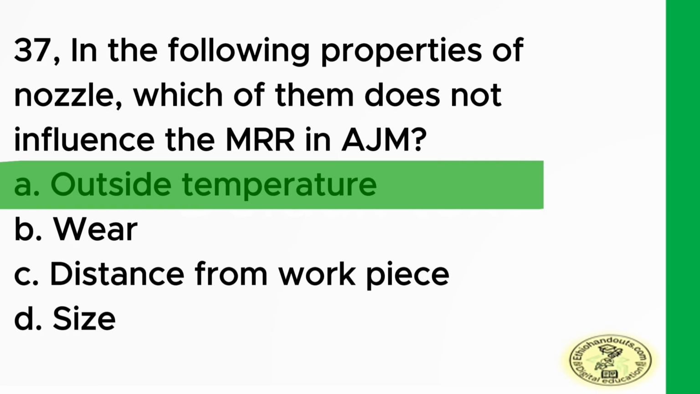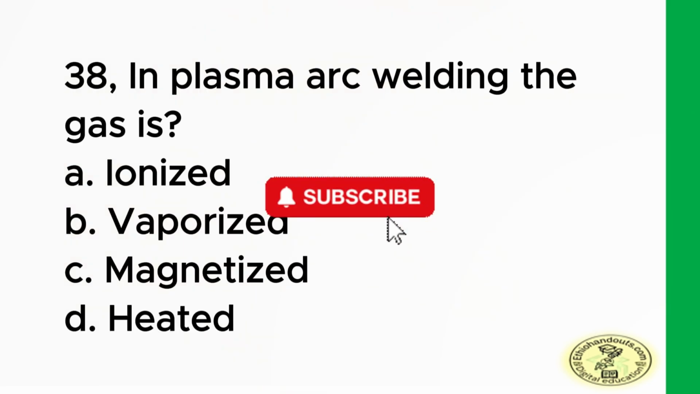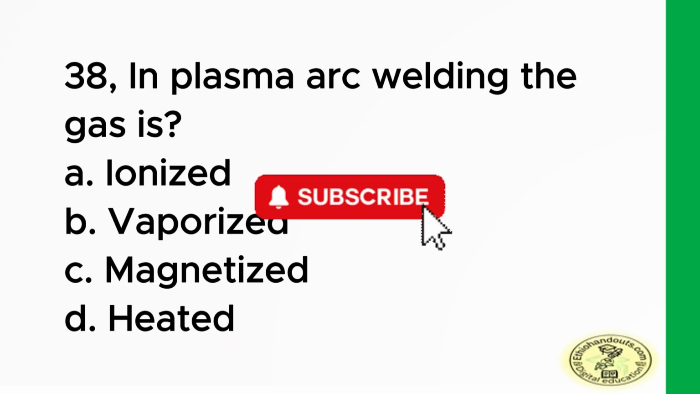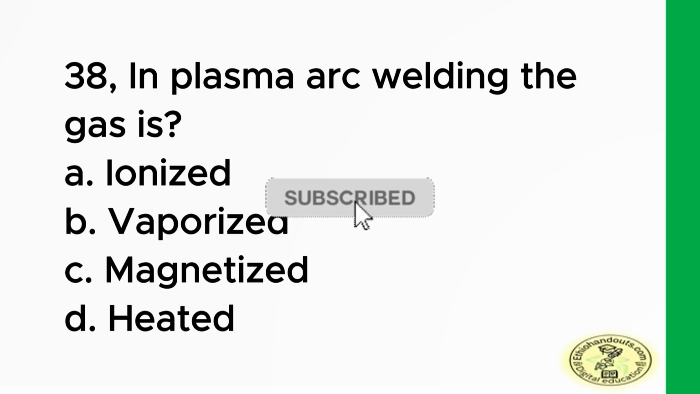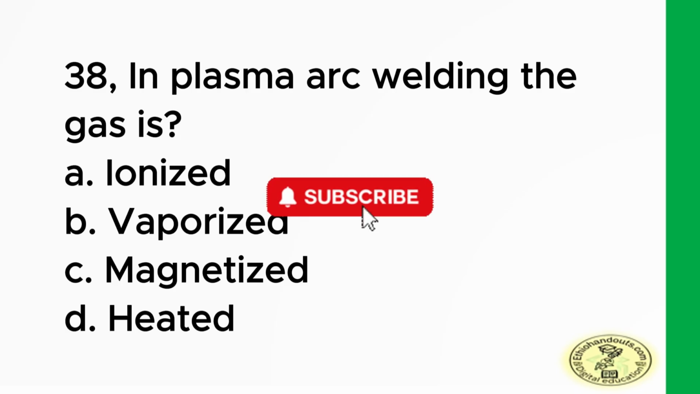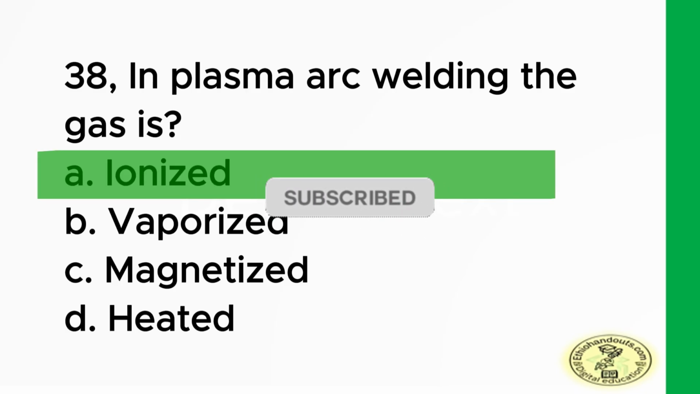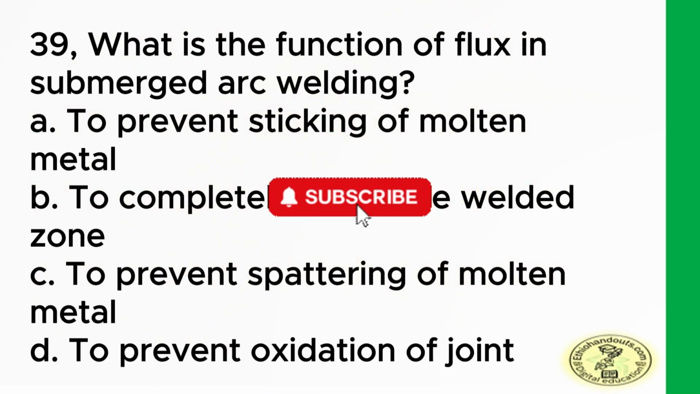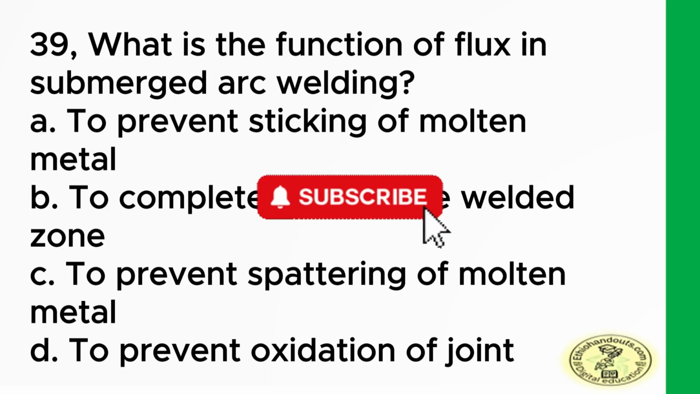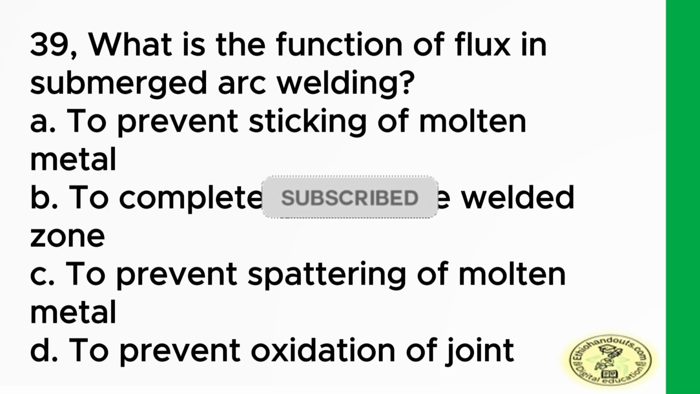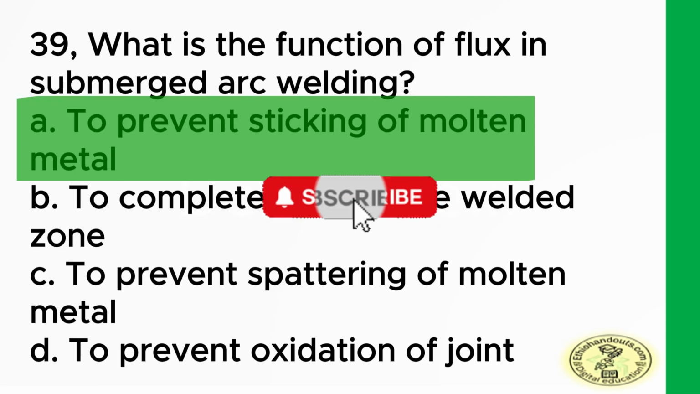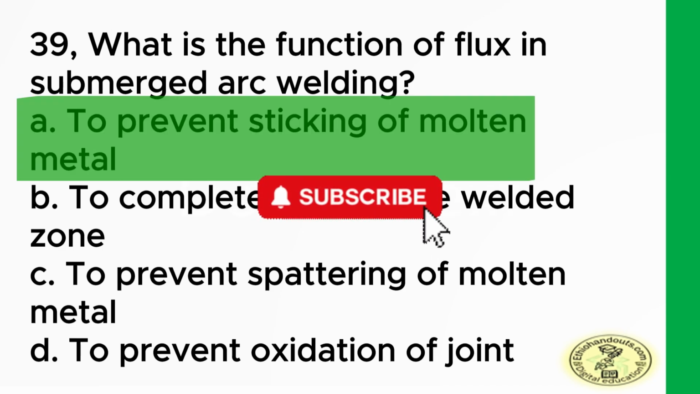The correct answer is A. Outside temperature. 38. In plasma arc welding the gas is A. Ionized. B. Vaporized. C. Magnetized. D. Heated. The correct answer is A. Ionized. 39. What is the function of flux in submerged arc welding? A. To prevent sticking of molten metal. B. To completely cover the welded zone. C. To prevent spattering of molten metal. D. To prevent oxidation of joint. The correct answer is A. To prevent sticking of molten metal.